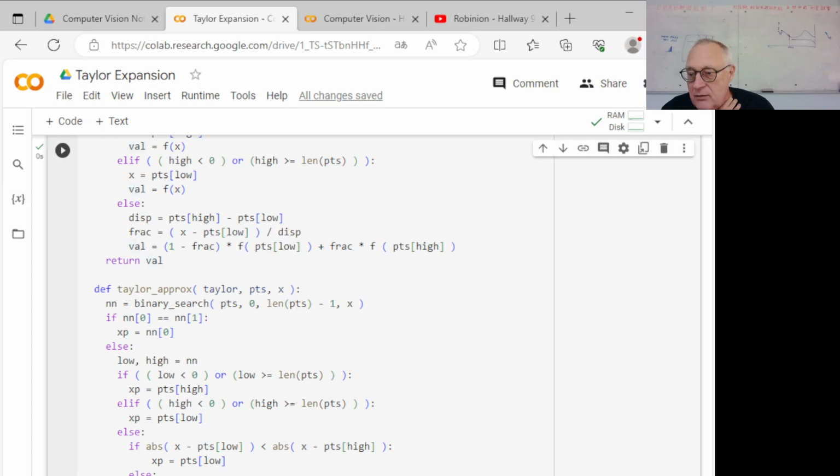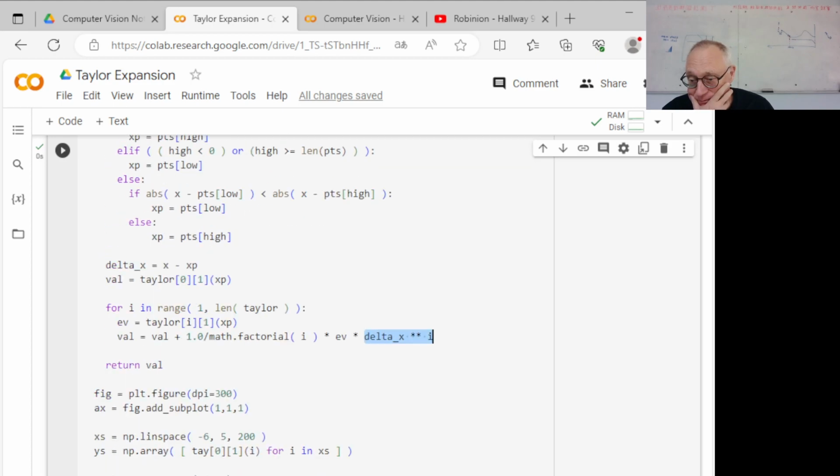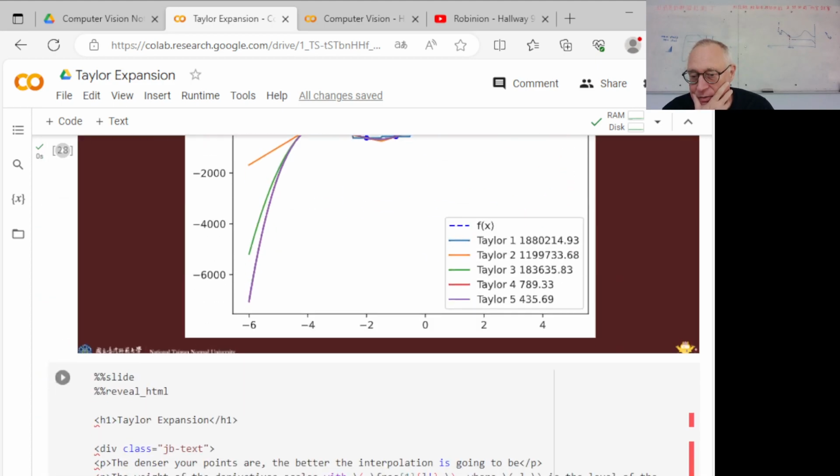And here we apply the Taylor expansion. So here we add our factorial of level i, and here delta x is going to be set to the power 0, 1, 2, 3, 4 as we go through the system.